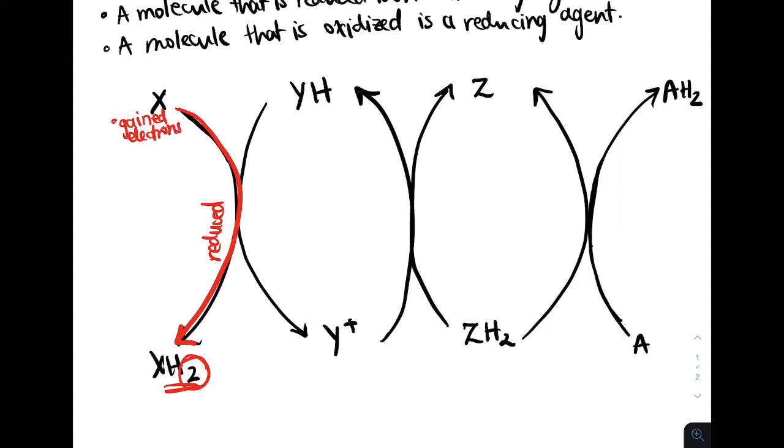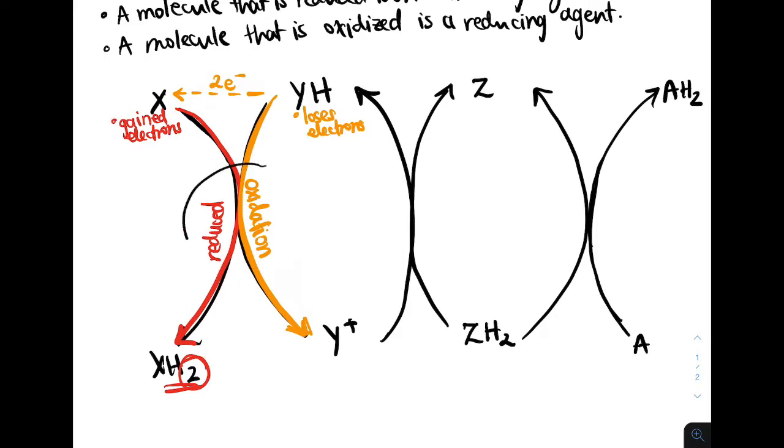But in order for X to be reduced, it must have received the 2 electrons from somewhere. What provided those 2 electrons? In this reaction, YH becomes Y+. So it has lost 2 electrons. YH gives 2 electrons to X, which causes YH to become oxidized to Y+, and X to become reduced to XH2.